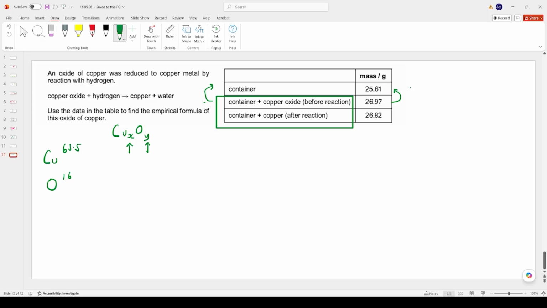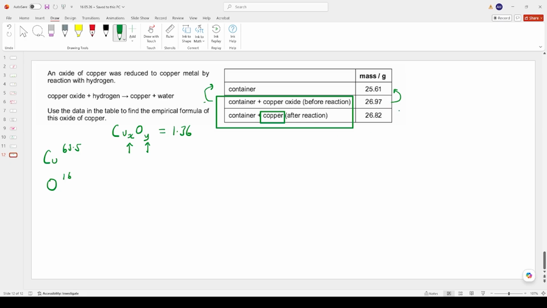What does that mean, man? Sorry, one second, I'll read that again. 26.97 minus 25.61, and we've got 1.36. Okay, so CuO, this mass is 1.36. And then if we want to work out the oxide, we just take away the copper and we'll get the oxygen mass.